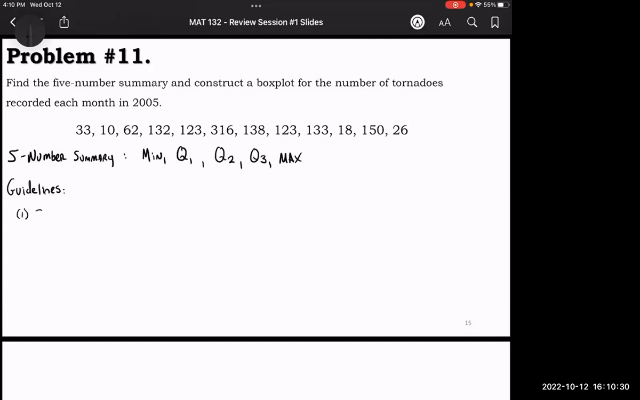First, if necessary, put the values in order. Usually when I say in order, I mean low to high. Are the data values in our data set in order? Nope, we have to do it manually then. Okay, so the second step says to determine the min and max.